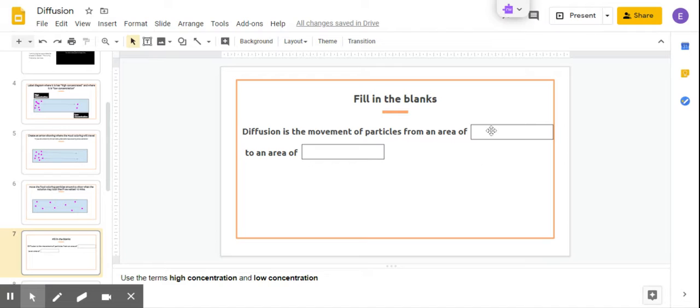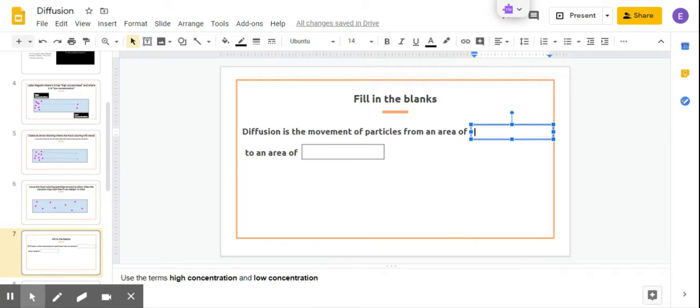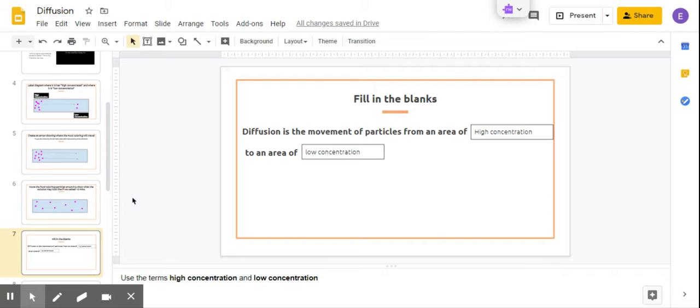And this is a great definition for grade 9 and grade 10 as well. So you just say: an area of high concentration to an area of low concentration. Okay. So far, this one has been done quite well throughout.